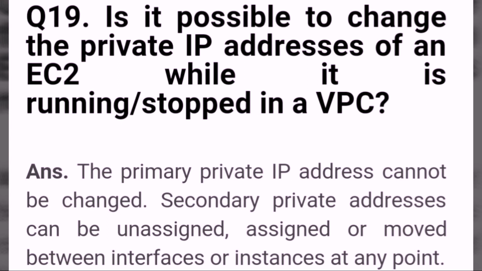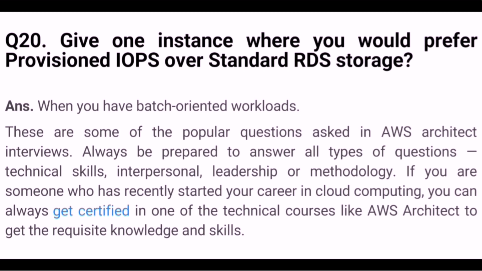Is it possible to change the private IP addresses of an EC2 instance while it is running or stopped in a VPC? The primary private IP address cannot be changed. Secondary private addresses can be unassigned, assigned, or moved between interfaces or instances at any point. Give any one instance where you would prefer provisioned IOPS over standard RDS storage when you have batch-oriented workloads.